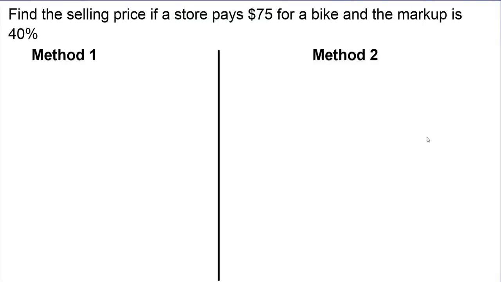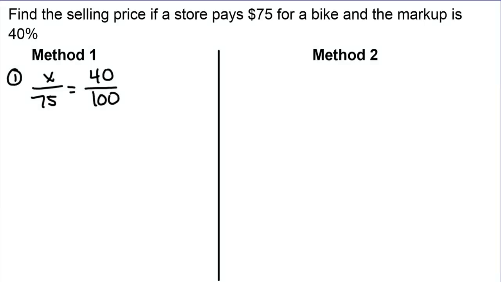Find the selling price if a store pays $75 for a bike and the markup is 40%. So the store gets the bike for $75 and they're going to mark up the price by 40%. What are they going to actually sell this bike for? How much is this bike going to cost? The first method would be to find out how much the price is going to change. So step one is to find out how much 40% of 75 is.